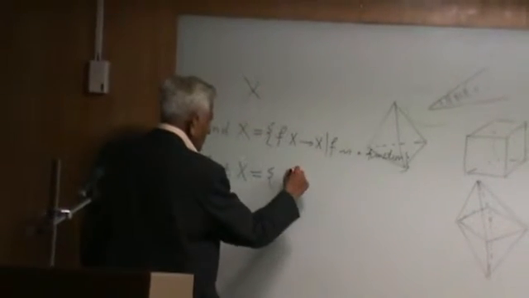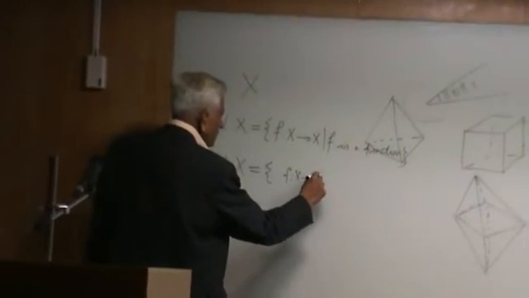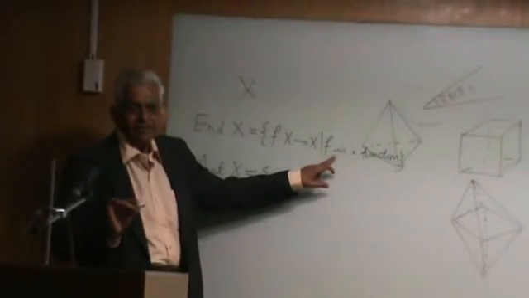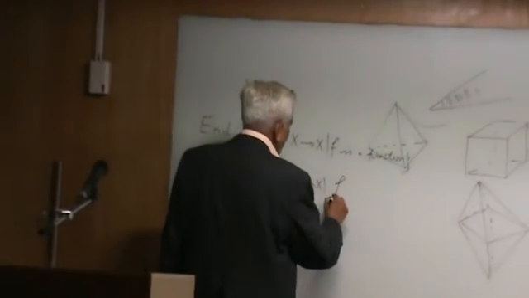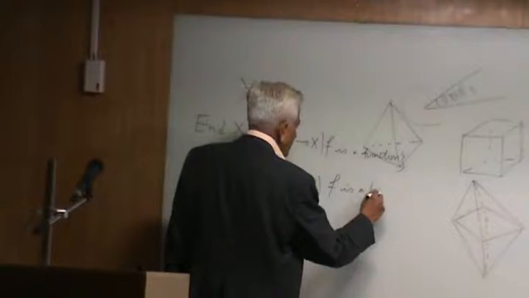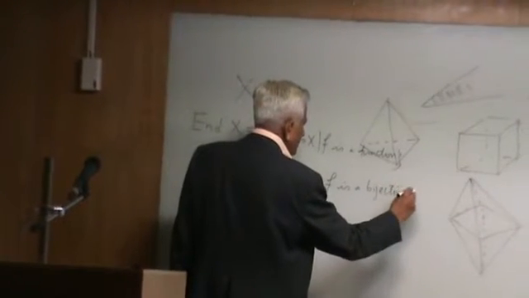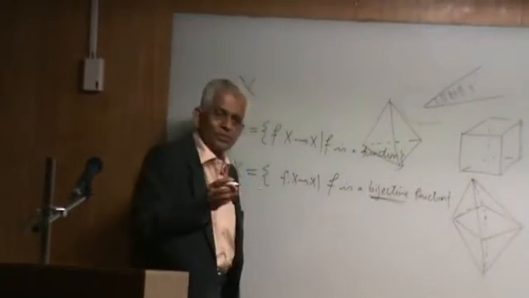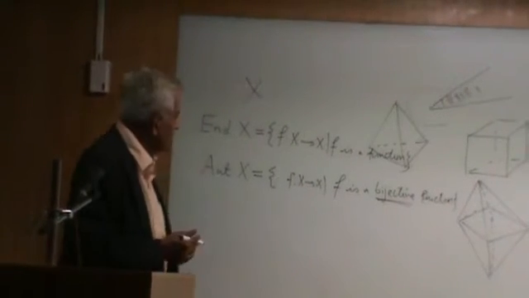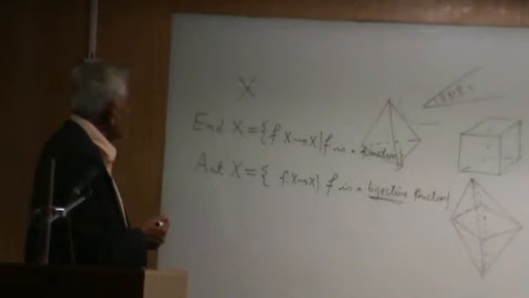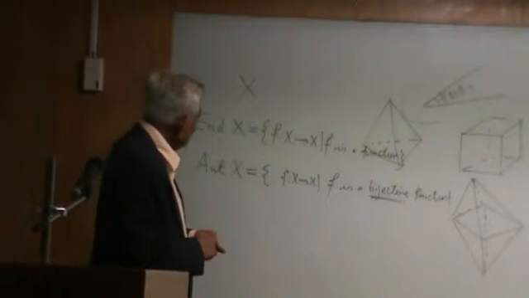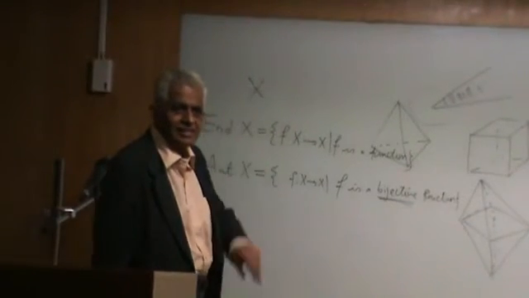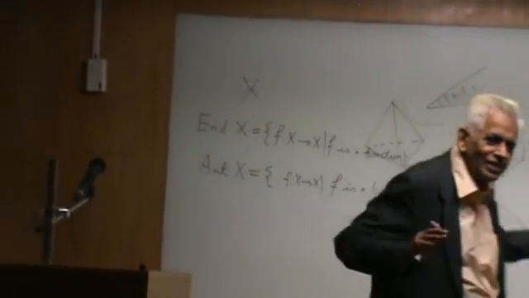And Aut X is a subset of this, and it's a function, but a special type of function. It's a bijective function. So all of you, of course, know bijective. I need not define it here. And now you see these are functions from the set to itself. Domain and the range are the same. So this function defines other functions.